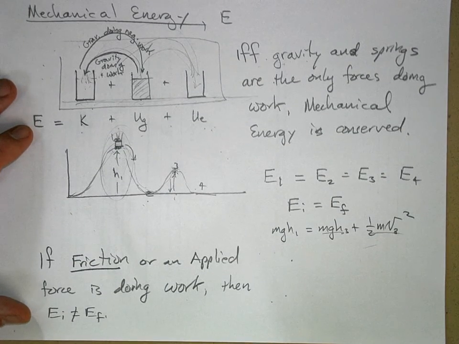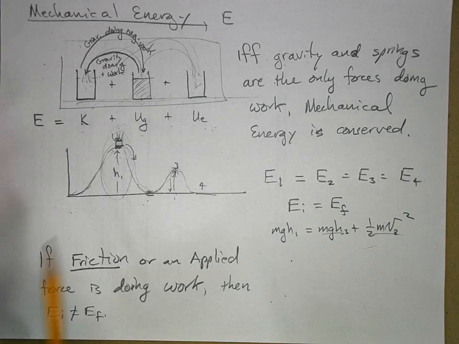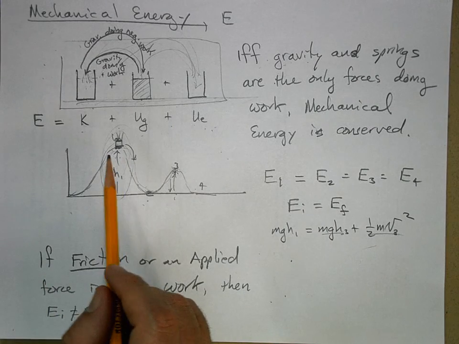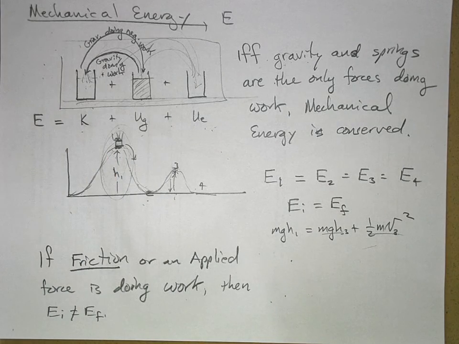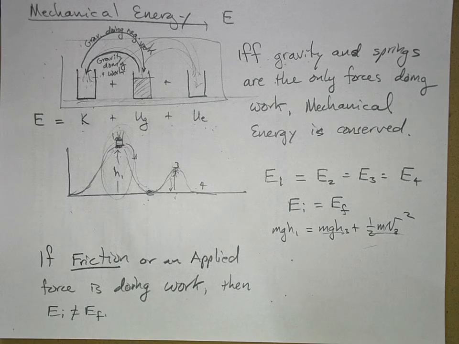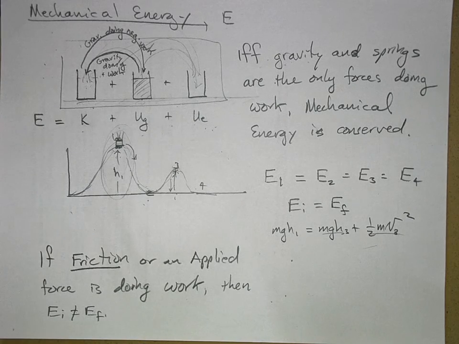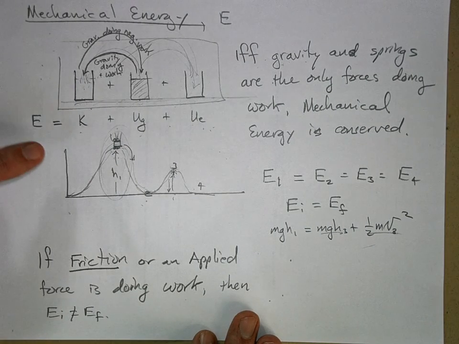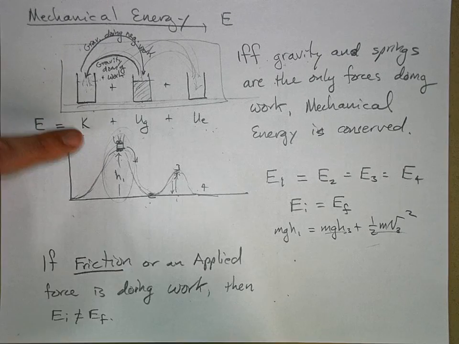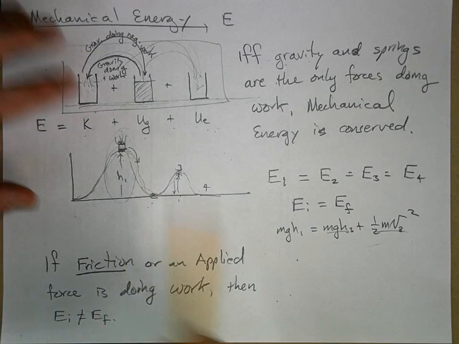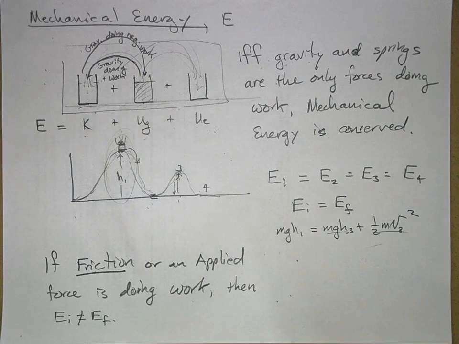Because if something's doing work, let's say you motorize this thing, so the wheels spin and it adds mechanical energy to your system. Or if somebody comes along here and pushes on that roller coaster, it's going to add energy. Or as you're going down, there really is friction. Friction does negative work. It takes your mechanical energy away.